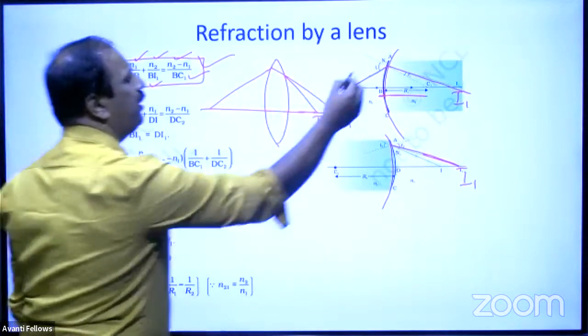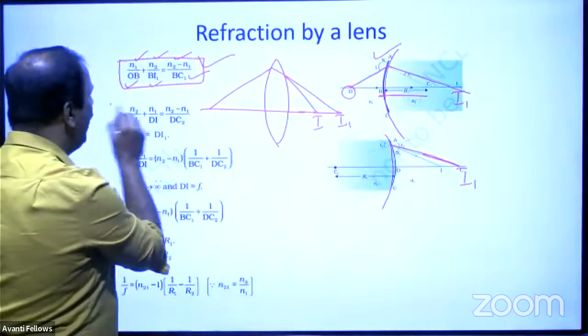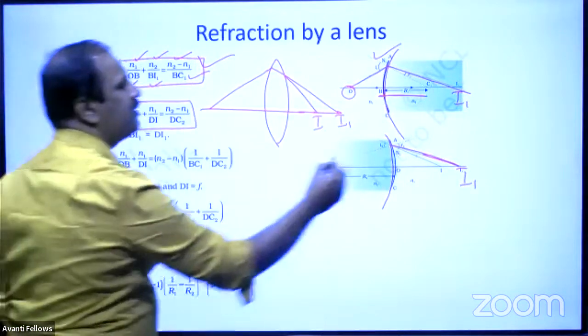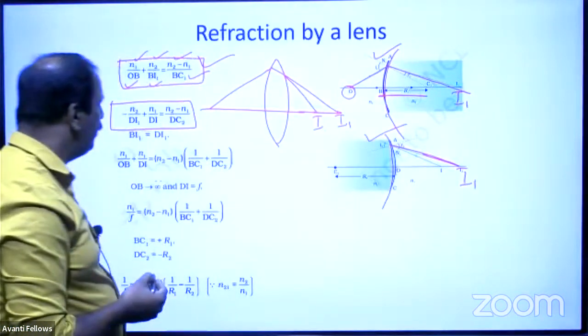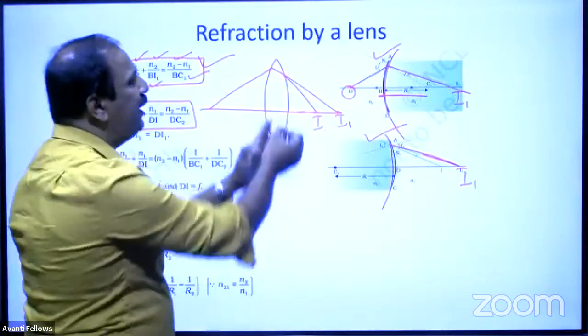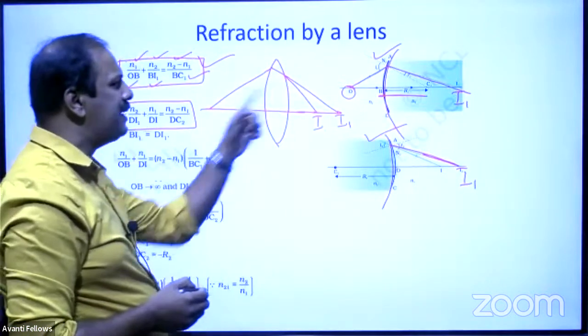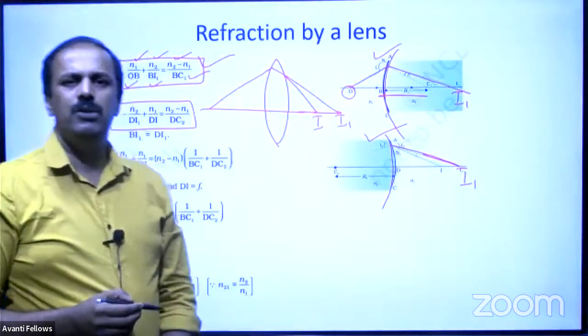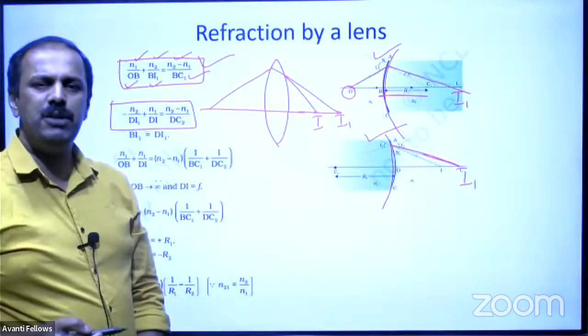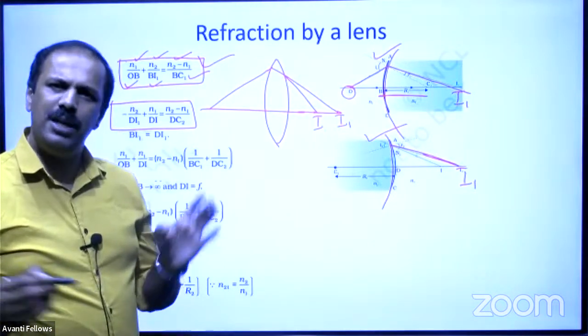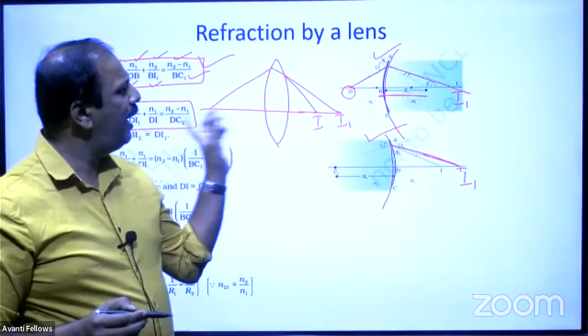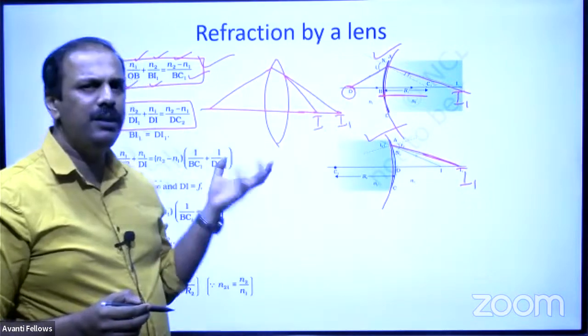This equation is for this surface, and we have another equation, this one, for the second surface. Now what we have to do is combine them. The first surface and second surface, we have to combine. When you combine them, you just have to add them, that's all. You add the first and second surface equations together, then you will get it.